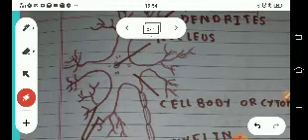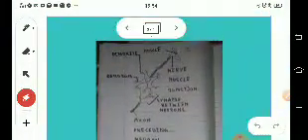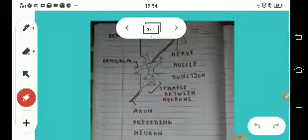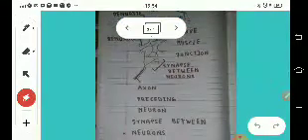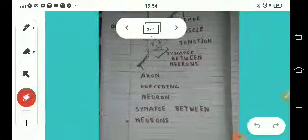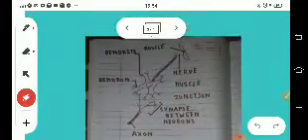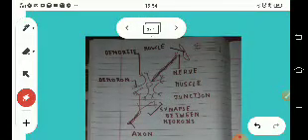Now we will discuss synapse. Let's move. The structure you can see: this is synapse.